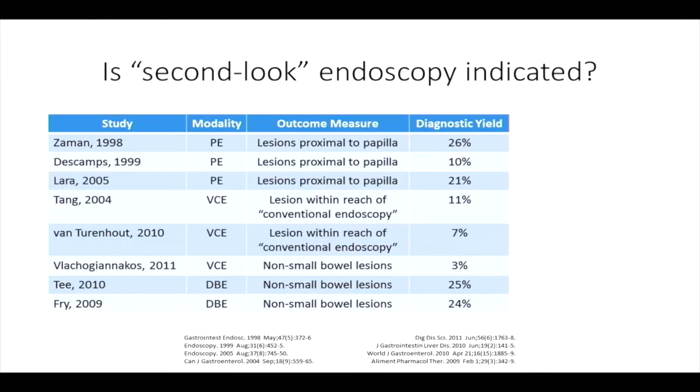So a number of studies have looked at the use of second look endoscopy, and they've used either push enteroscopy or capsule or double balloon enteroscopy to basically answer the question, well, what percentage of lesions that we see here could have been detected on an upper or a lower repeat exam? And as you can see, the diagnostic yield is quite variable, from as low as 3% to as high as a quarter of patients.